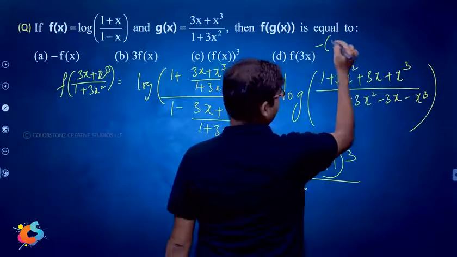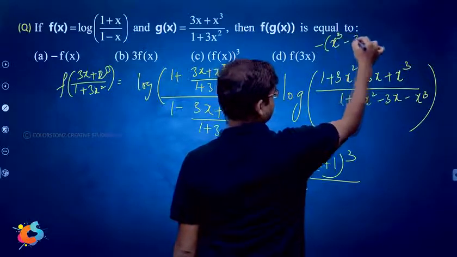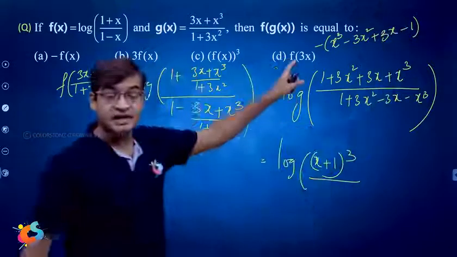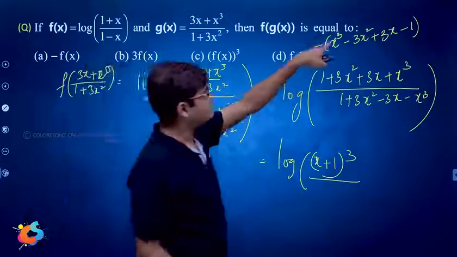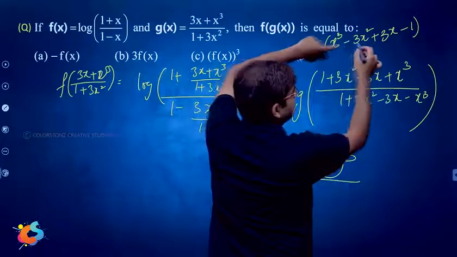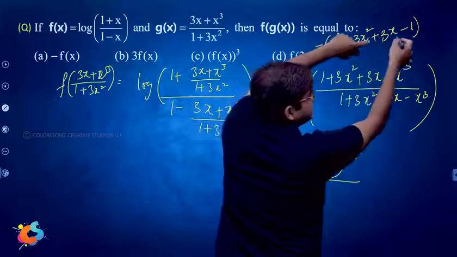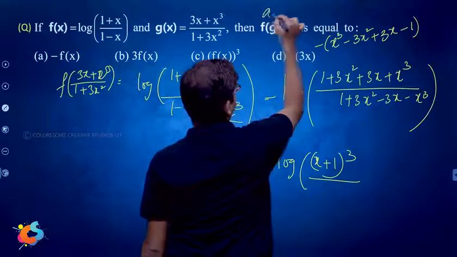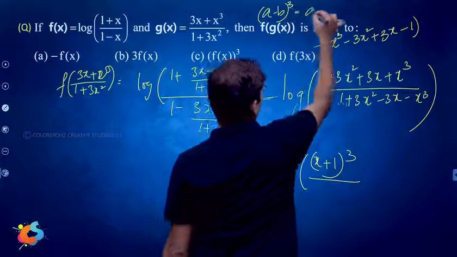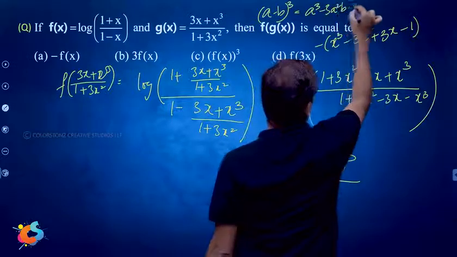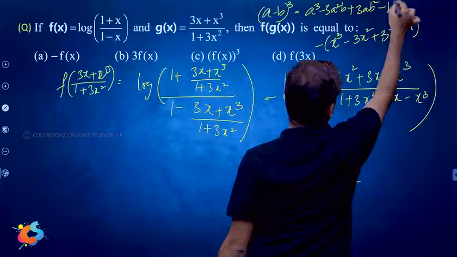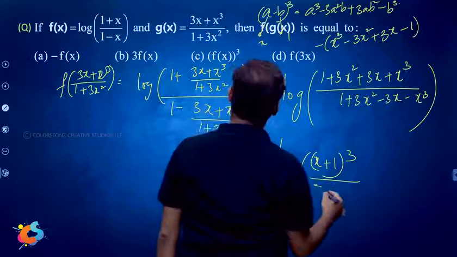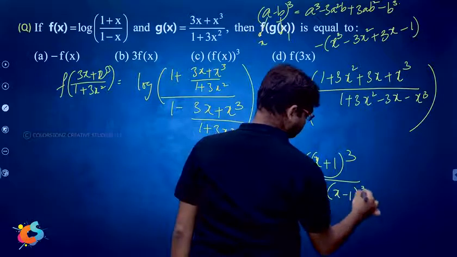So here, if we are taking minus 1 common, x cube minus 3x square plus 3x minus 1. Straight away you can see this is the x minus 1 whole cube formula. x minus 1 whole cube: x cube minus 3x square into 1 plus 3x into 1 square minus 1 cube. Correct? So let me just write it for you here. a cube minus 3a square b plus 3ab square minus b cube. Here we have x, here we have 1. So therefore, minus of (x minus 1) whole cube.